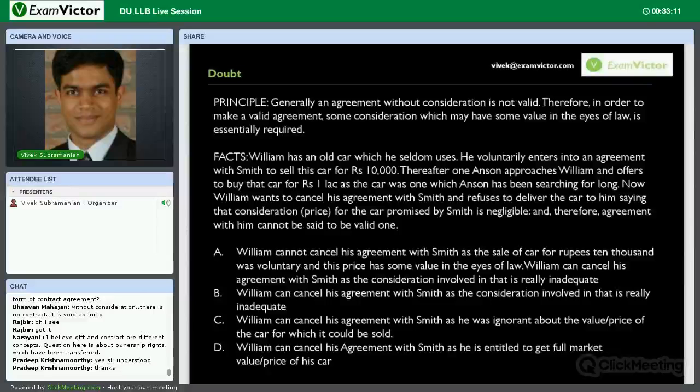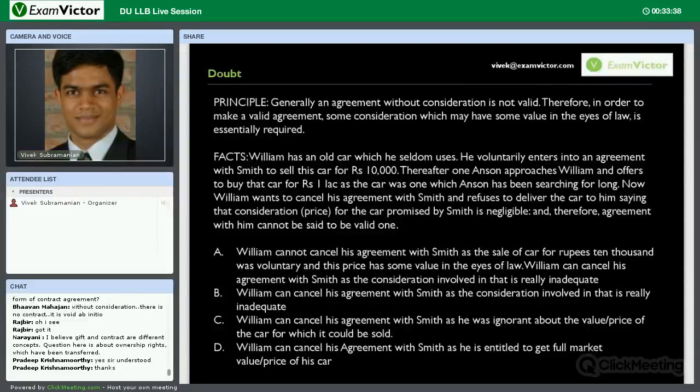Therefore, in order to make a valid agreement, some consideration which may have some value in the eyes of law is essentially required. So there must be a consideration for the agreement to be valid, and that consideration should have some value in the eyes of law. Moral considerations or emotional considerations, such considerations are not relevant. So such types of considerations have to be distinguished.